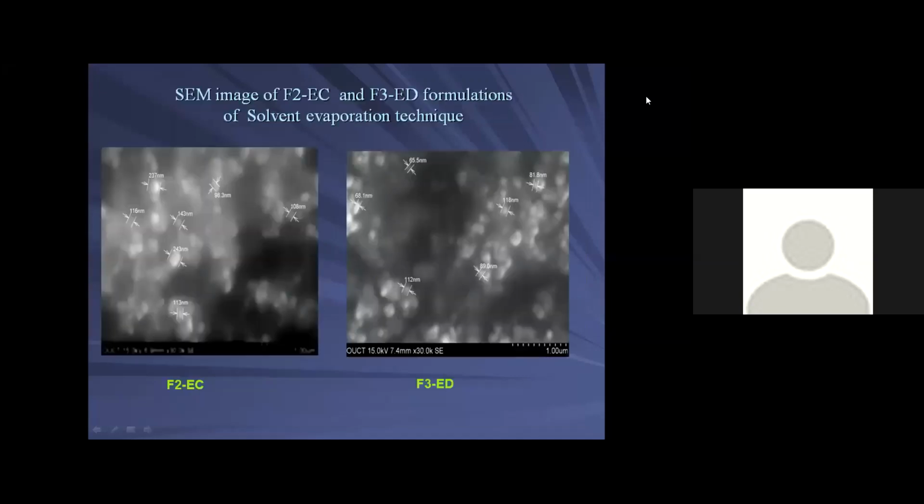These are the SEM images of the F2 formulation of EC and the second polymer. We obtained a stable formulation when we kept a 1:1.5 ratio of drug to polymer. If you observe, the particles were found to be spherical in shape and they are in the nano range.